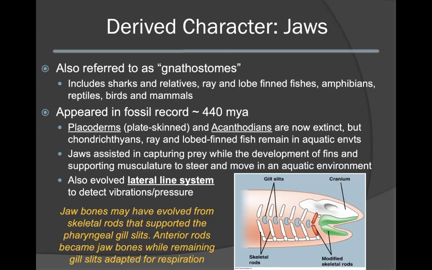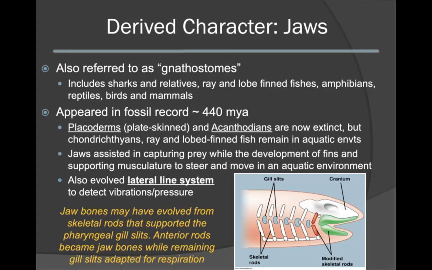The placoderms and acanthodians are now considered to be extinct. However, the jaws that were present in the chondrichthyans, ray and lobefin fishes, still remain in aquatic environments. Jaws were a very important development in evolution, as they can greatly assist in capturing prey. In addition, the development of fins and the supporting musculature were important in steering and moving these organisms within an aquatic environment. Paired together, these made extremely efficient predators.